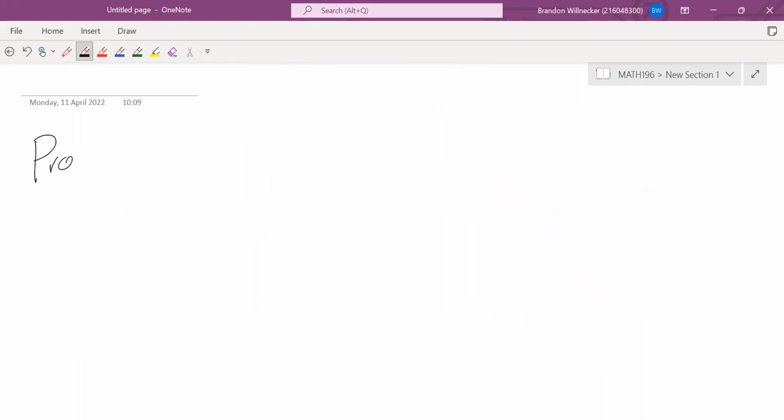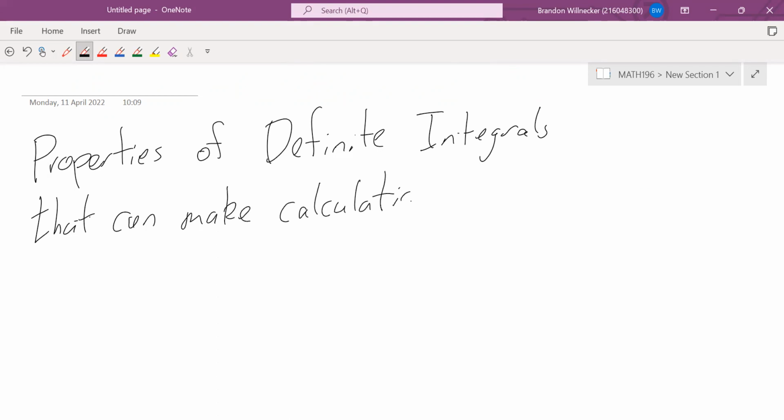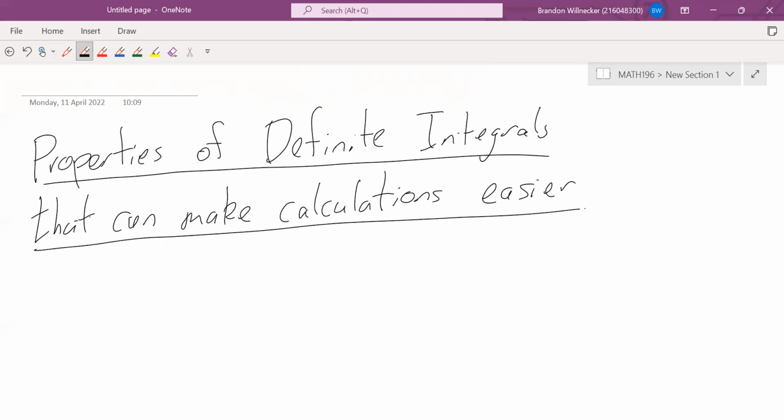Okay, so properties of definite integrals that can make calculations easier. Okay, so if you use these properties, you should be able to make your calculation easier for yourself. Okay, so let's have a look at some of these properties.